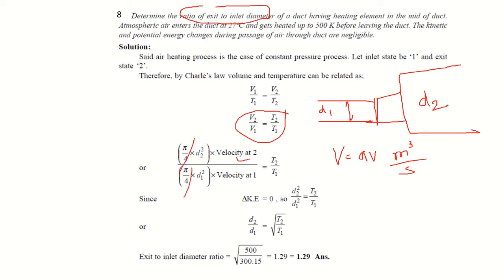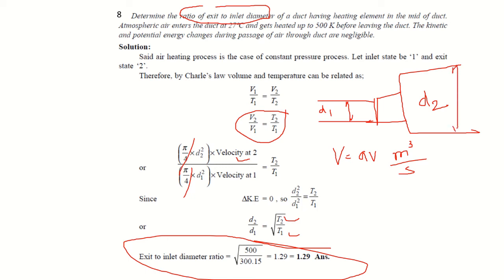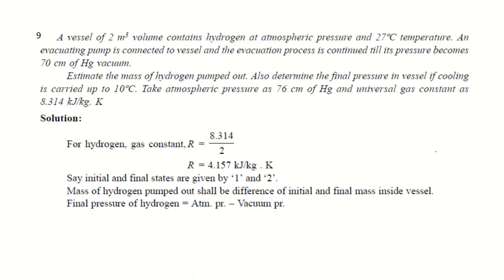So d2 square by d1 square is equal to T2 by T1. So d2 is the square root of this, and we know these temperatures. You'll get the ratio. Definitely, the exit will be larger than the inlet. Right, here I'm talking about the heater part.